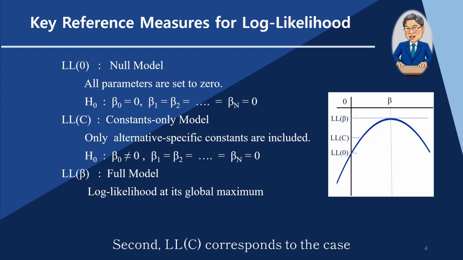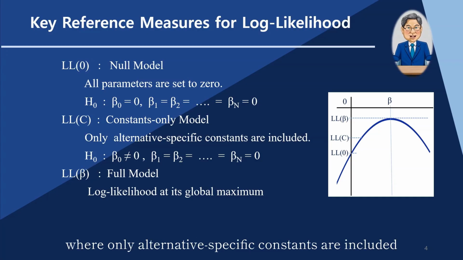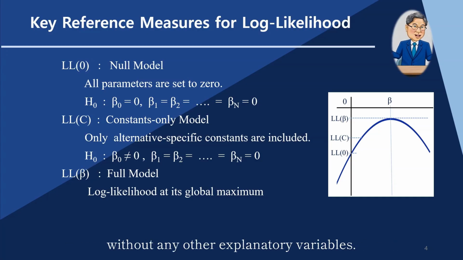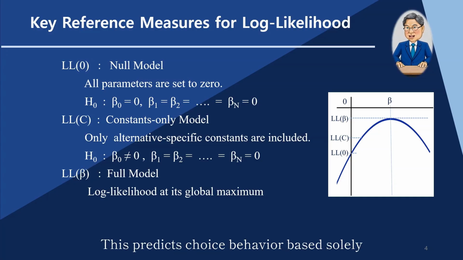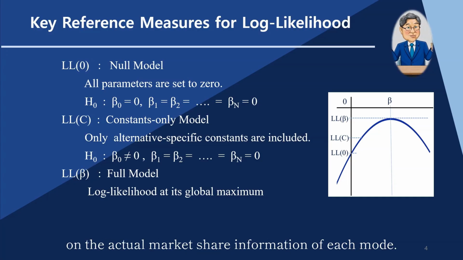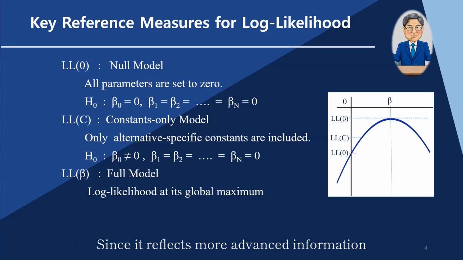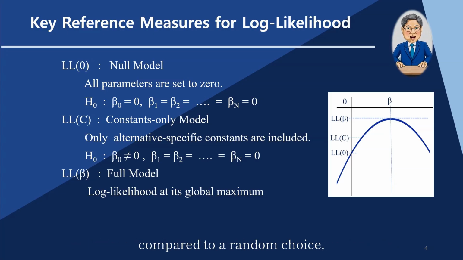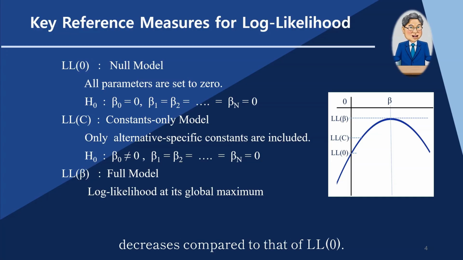Second, LLC corresponds to the case where only alternative specific constants are included without any other explanatory variables. This predicts choice behavior based solely on the actual market share information of each mode. Since it reflects more advanced information compared to a random choice, the absolute value of LLC decreases compared to that of LL0.